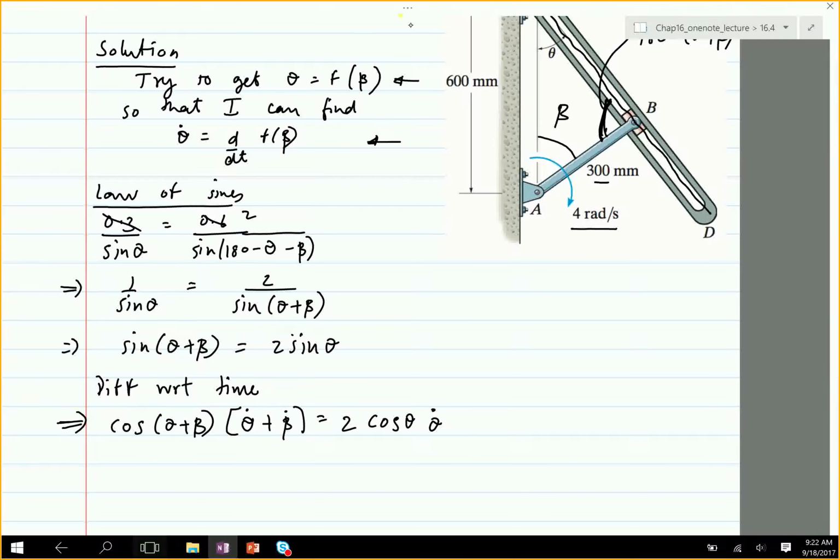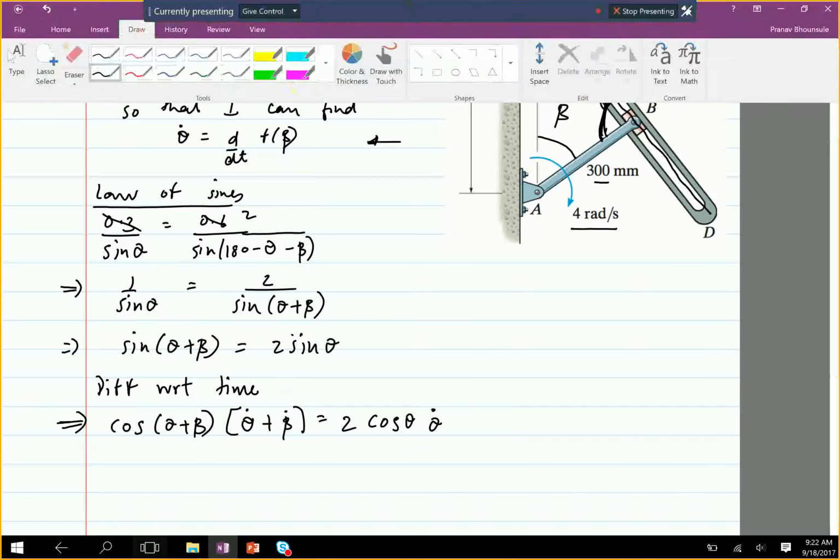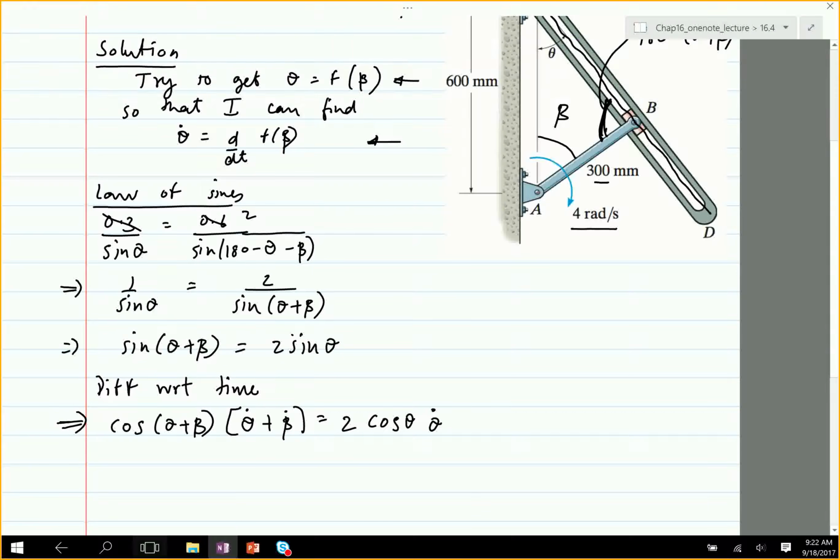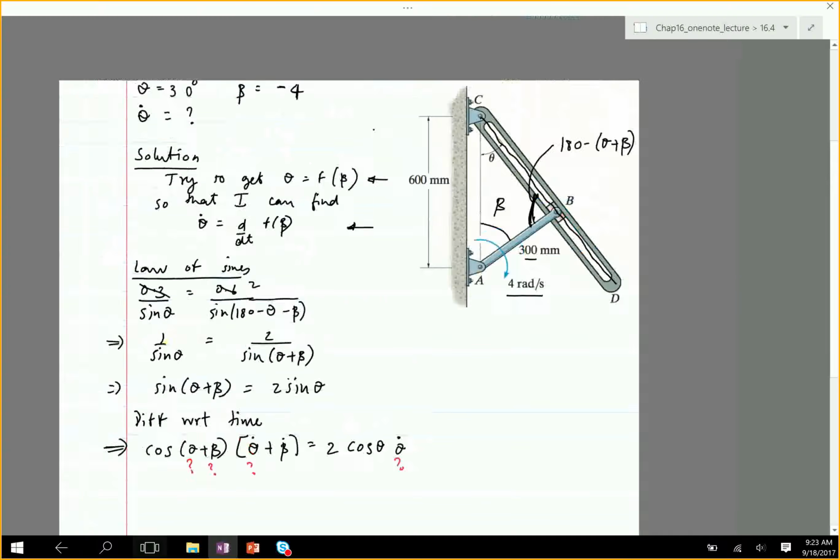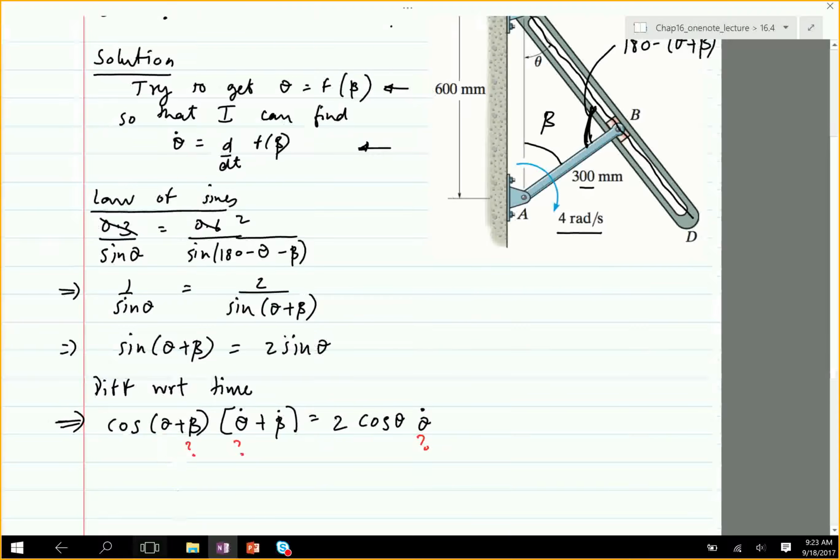Okay, so let's see if we can solve for the unknown, which is theta dot. This is an unknown. Beta is also an unknown. Theta is also an unknown. Do we know theta? Oh, we do know theta. Theta is known. Beta is an unknown. So we have an expression in which there are two unknowns: beta and beta dot.